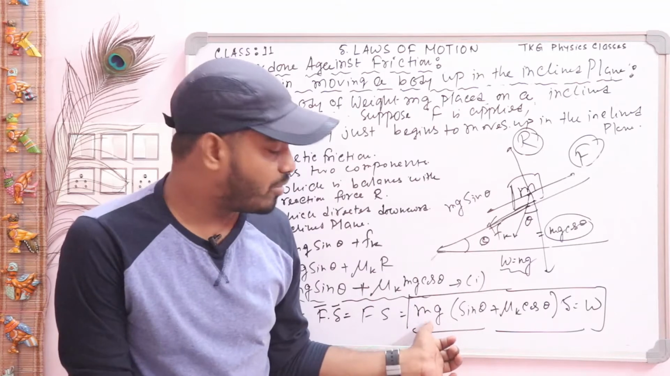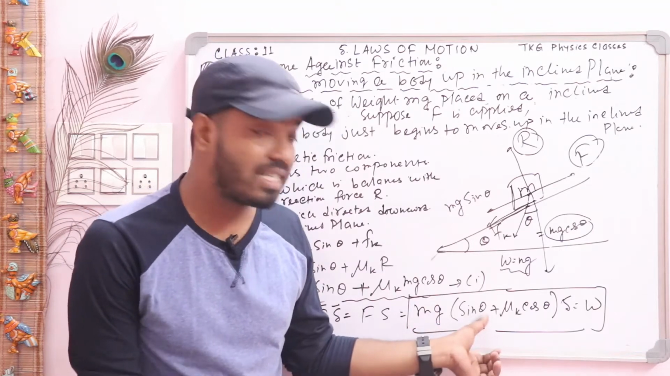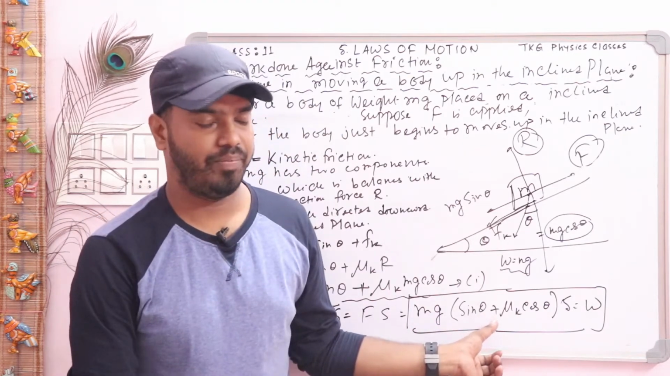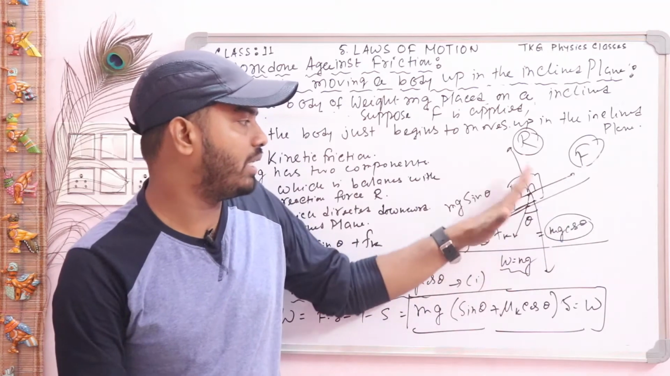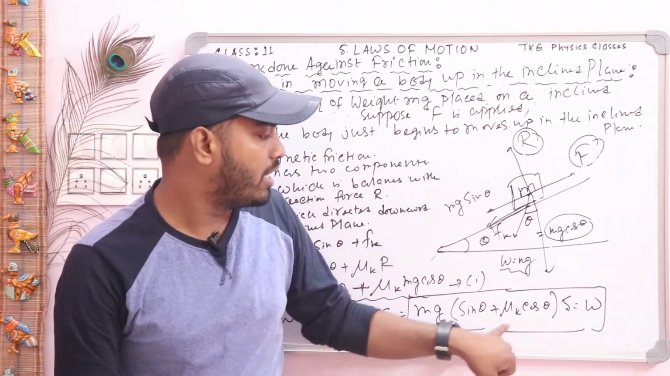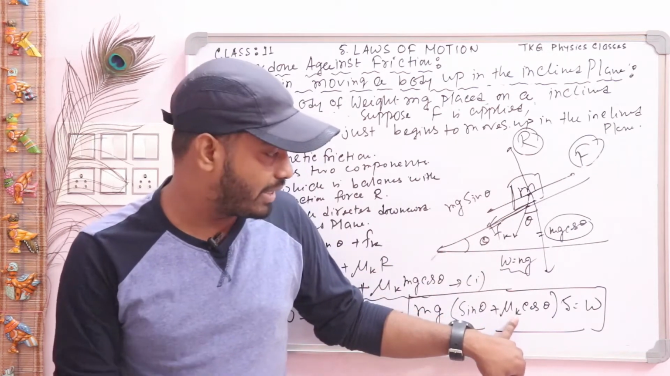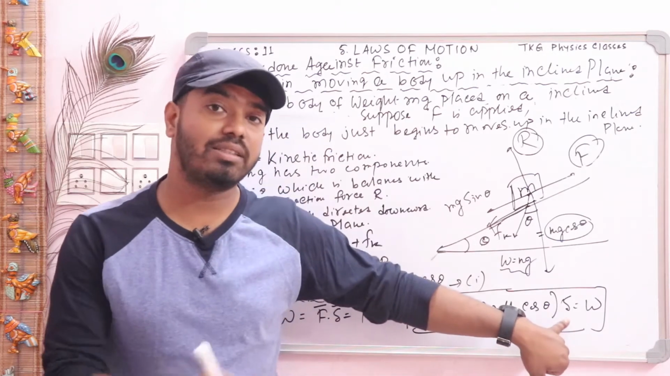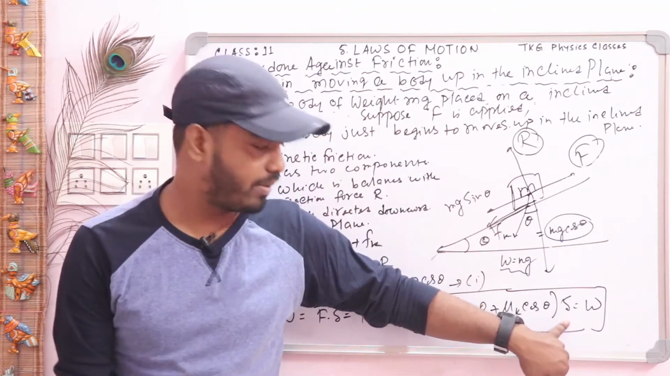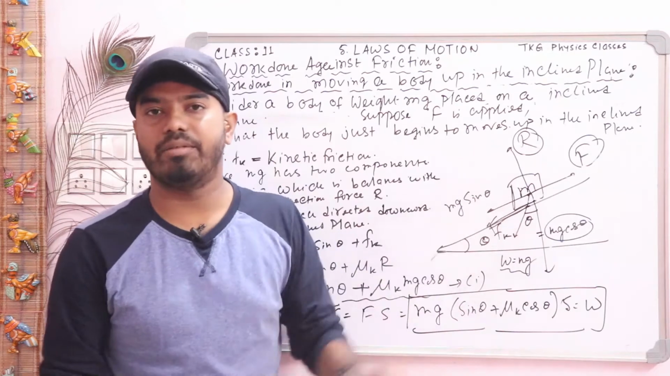M is the mass of the body, g is the acceleration due to gravity, theta is the angle of inclination, this is the theta, between the horizontal and the inclined plane. Mu k is the coefficient of kinetic friction. S is the distance traveled by the body. So this is our second derivation.